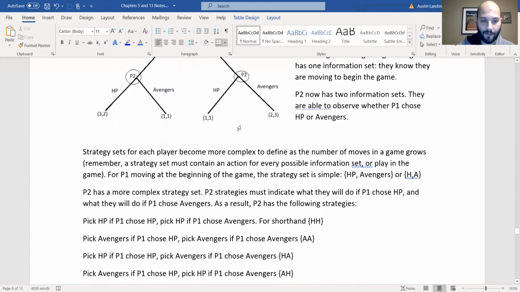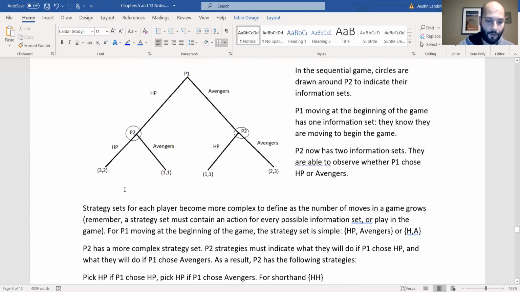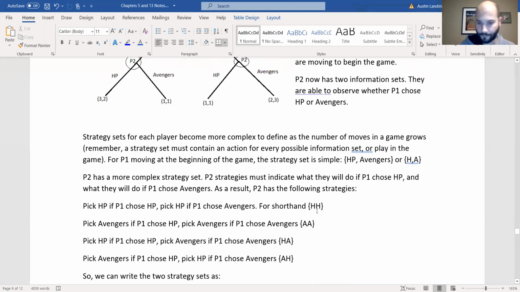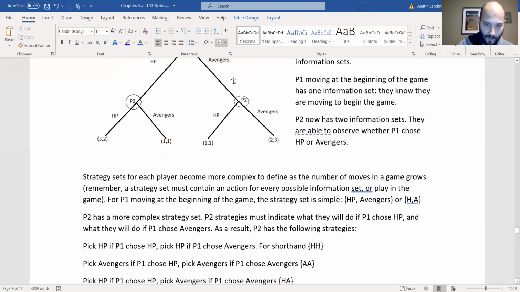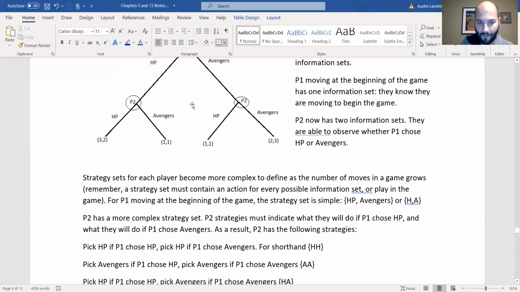So what are the possibilities? I've just listed them out here and then written them in shorthand. So the possibilities for player two would be, if player one chose Harry Potter, pick Harry Potter, or also pick Harry Potter if player one chose Avengers. So we'll list that as HH, once again, meaning if player one chose Harry Potter, choose Harry Potter. If I see that player one chose Avengers, I still choose Harry Potter. Right, another possible strategy would be AA. If I see that player one chose Harry Potter, player two picks Avengers. If player two sees player one has chosen Avengers, pick Avengers.